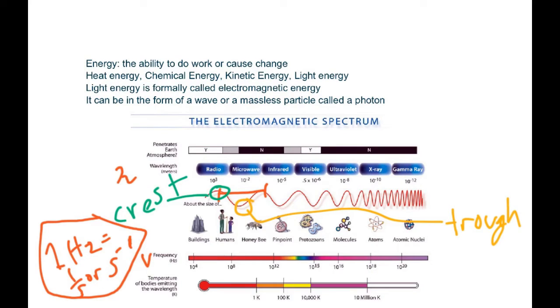Hi everybody! In this video, I will introduce to you the concept of electromagnetic energy. But first, let's talk about energy. Energy is the ability to do work or cause change. For example, we have heat energy, which heats up things. We have chemical energy, which is the energy stored between chemical bonds between substances. We have kinetic energy, or the energy that allows things to move.